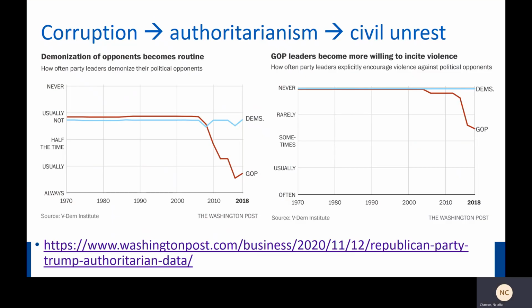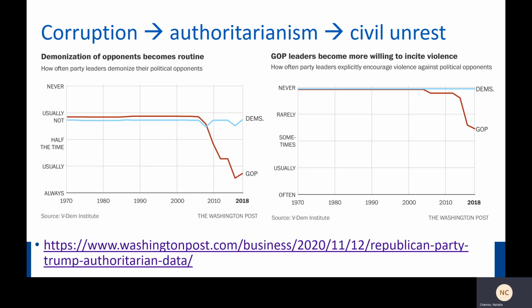Not to put too fine a point on it, but still from the VDEM Institute, we can note that the cycle of corruption followed by authoritarianism followed by civil unrest is a real thing, and it's something to keep an eye on. The same institute that tracks democratic indicators in different states and different political parties has quantified indications of slippage towards civil unrest as promoted by politicians.